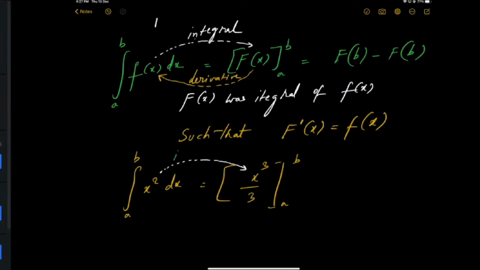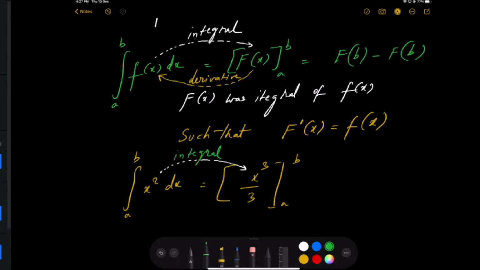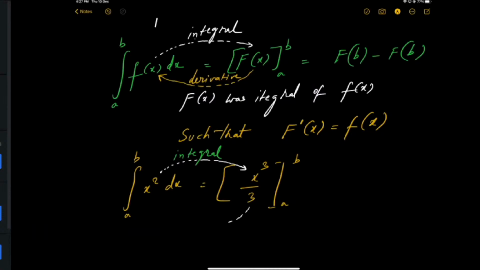Sorry, the integral of x square was x cubed by 3 such that the derivative of this is this. This formula is given that the derivative of this is this. Let us check it. If you take out the derivative of x cube, what do you get?